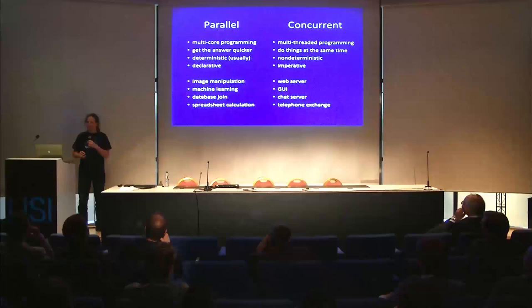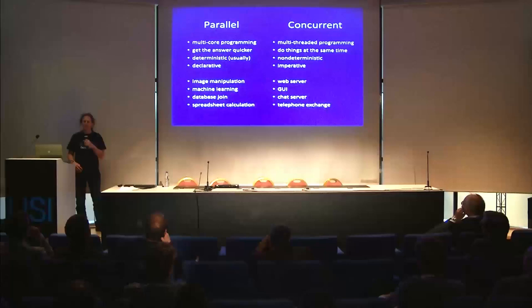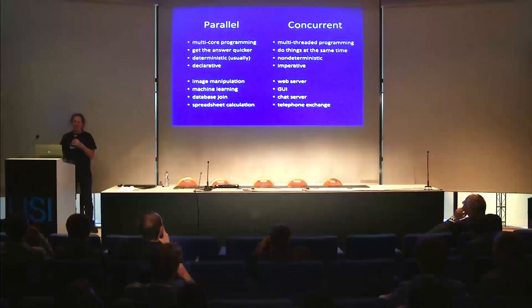I'd like to divide the world into parallelism and concurrency. One way to think about the difference, as a catchphrase, is that parallel is about multi-core programming, whereas concurrency is about multi-threaded programming. Parallel programming is about using multiple processors, whether they be multiple cores, multiple chips, or even multiple machines. It's about using all the processing power you can get to make your program run faster.